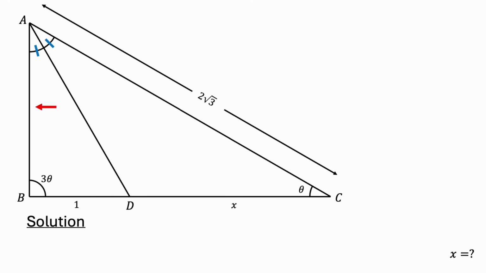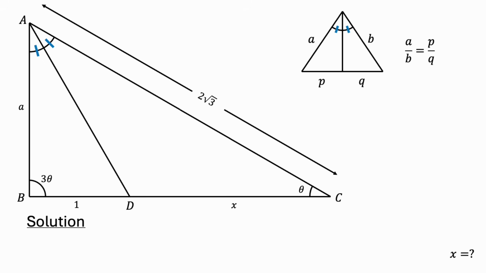First, let us denote the length of AB as a. Next, let us apply the angle bisector theorem. Given a triangle with these dimensions, the theorem tells us that a over b equals p over q. By the angle bisector theorem in triangle ABC, we have a over 2 square root 3 equals 1 over x, or a equals 2 square root 3 over x.